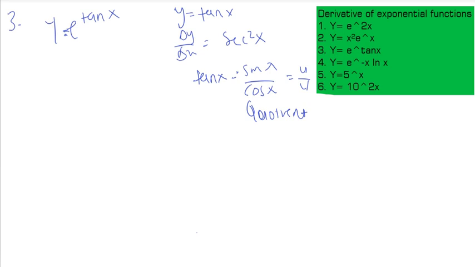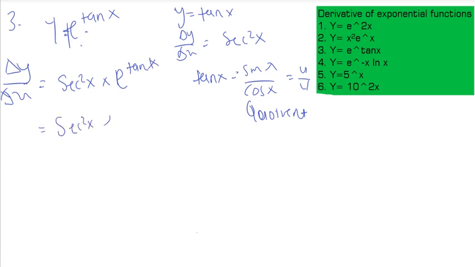So now I said that you're going to just differentiate this and then multiply the derivative by the entire function. So that means our dy/dx is going to be equal to sec squared x multiplied by e to the tan x, right? So our final answer is sec squared x e to the power of tan x. So see, very, very simple. There's nothing really difficult about exponential functions.